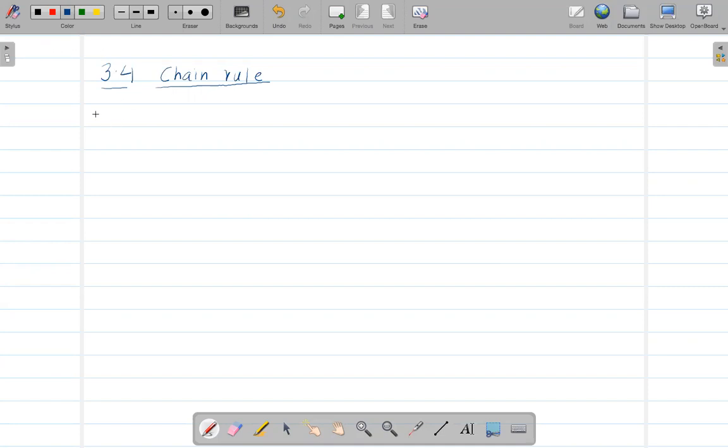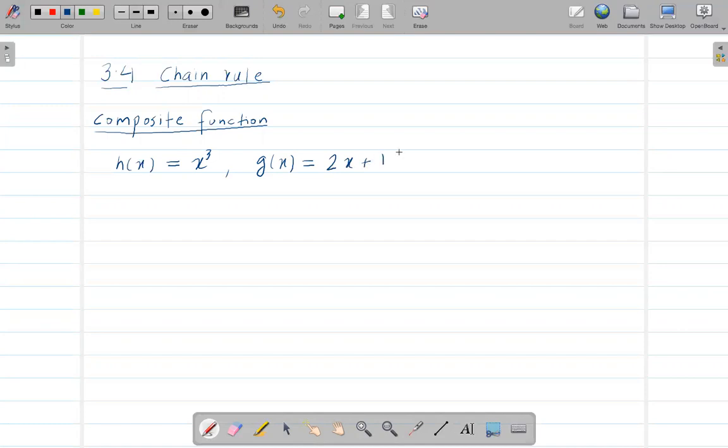So the composite functions are, let's say we have two functions, h of x is equal to x to the power 3 and g of x is equal to 2x plus 1. Then a composite function means, let me just write it first and then it'll be easy to explain: h of g of x. So this g of x function is inside this h of x function, right? So these kinds of functions, we say h of g of x.